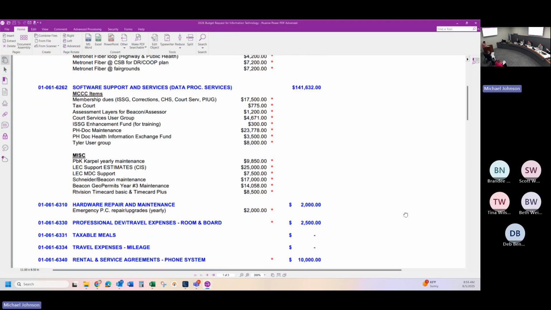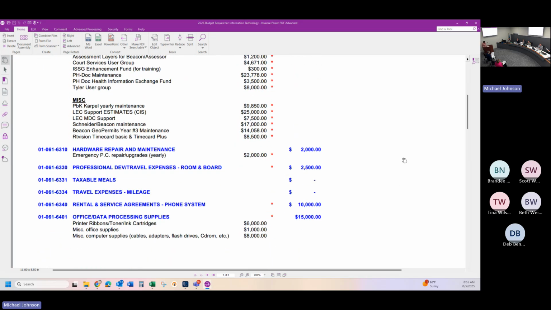The law enforcement is the estimates for a CIS shared consortium. And then also the mobile data computer supports that we have to pay every year on those. And then the Schneider Beacon, that's our GIS and our geo permits. And then also our RT Vision is our time card basic and highway program that we support.